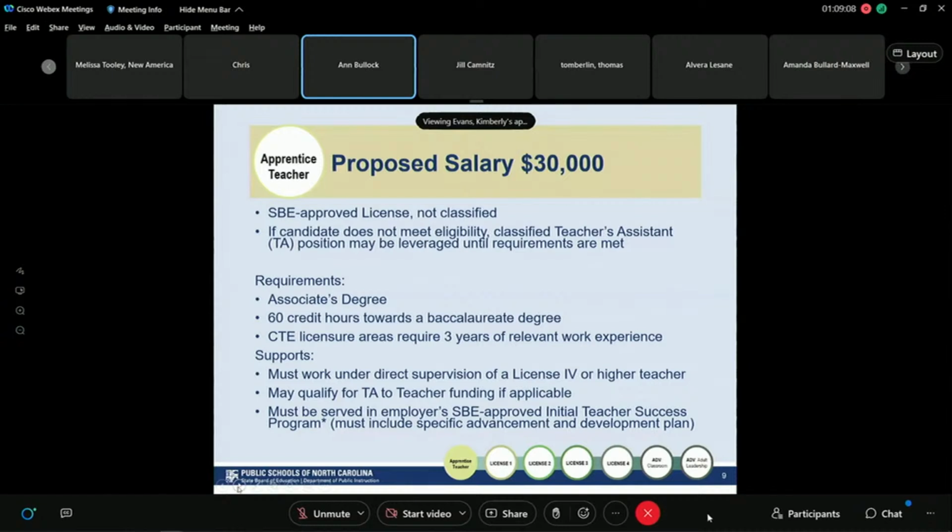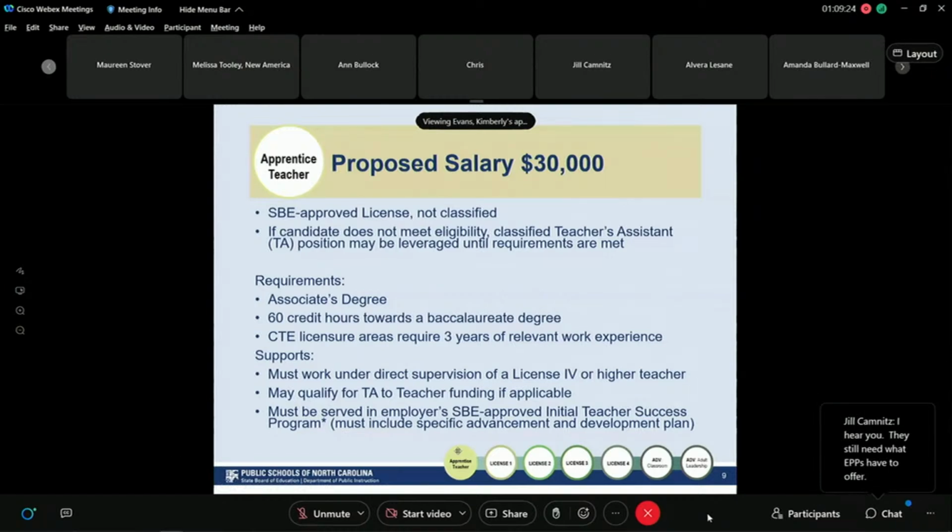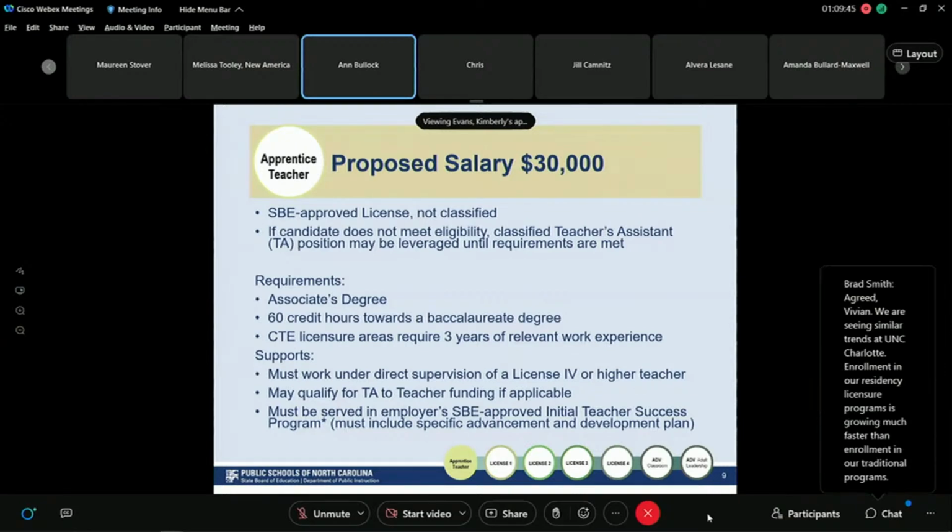This is Maureen. Another thing I think is really great about this licensure level is that it gives people the opportunity to be in a classroom and get some teaching experience while being paid. For a lot of our folks who want to come into education, that's a barrier because they cannot do an unpaid internship for 16 or 18 weeks. This offers the opportunity to enter the teaching career field. Yeah. Thank you.